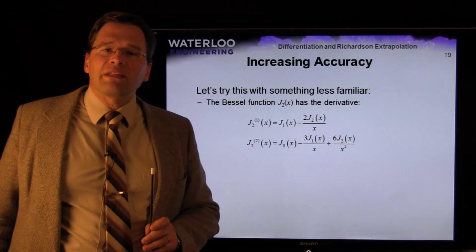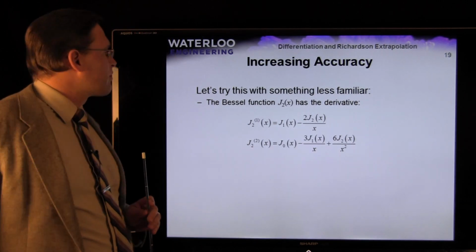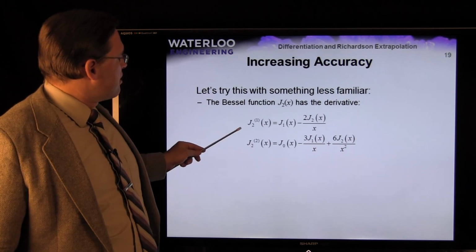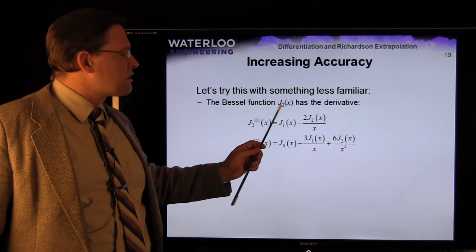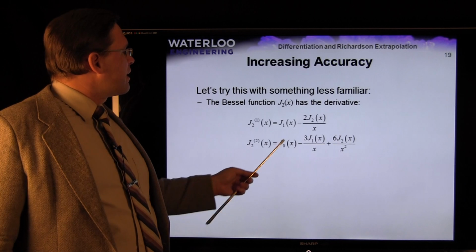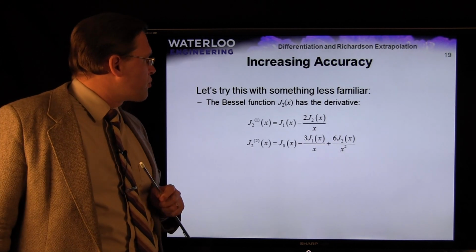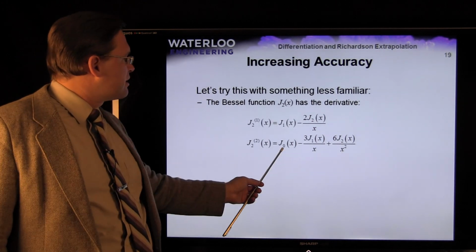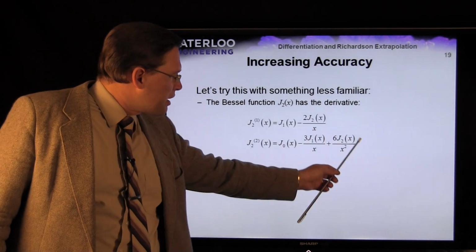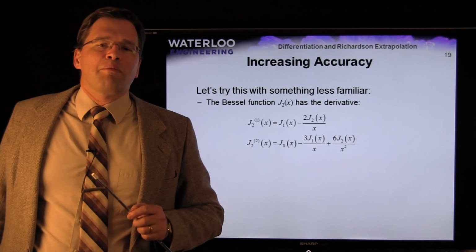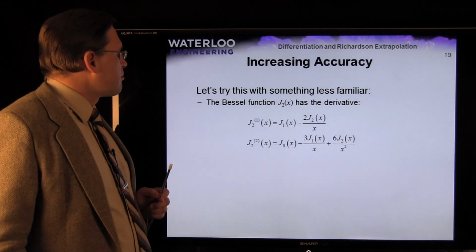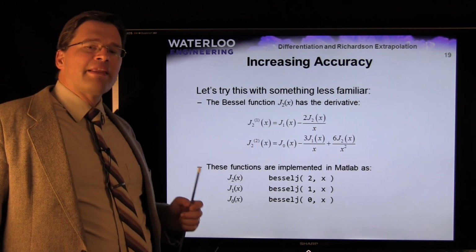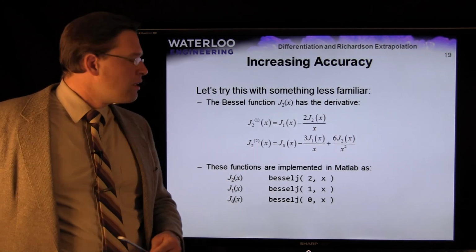Now let's try this with something a little bit less familiar, but something that you're going to use later on anyway: the second order Bessel function. The derivative of the second order Bessel function is the first order Bessel function minus twice the second order Bessel function over x. Similarly, the second derivative is the 0th order Bessel function plus a combination of the first and second orders. Now, these are actually implemented in MATLAB, so it's not that we have to do anything here.